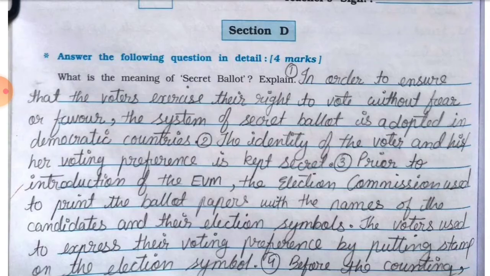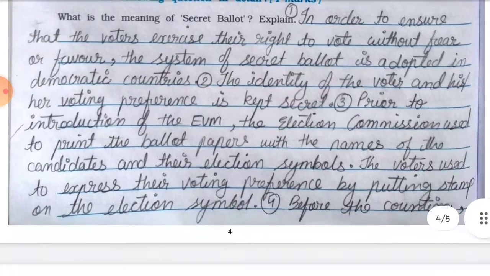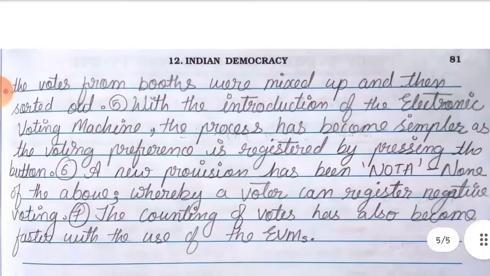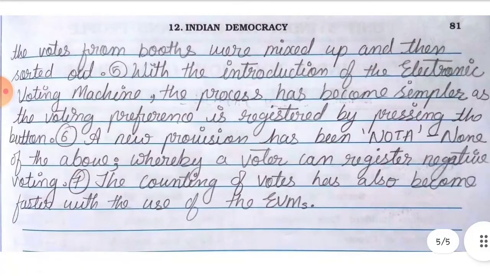Point number 2. The identity of the voter and his/her voting preference is kept secret. Point number 3. Prior to introduction of the EVM, the Election Commission used to print the ballot paper with the names of the candidates and their election symbols. The voters used to express their voting preference by putting a stamp on the election symbol. Point number 4. Before the counting, the ballots from the booths were mixed up and then sorted out.